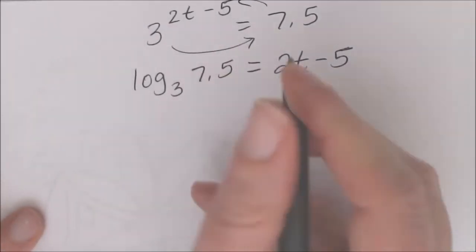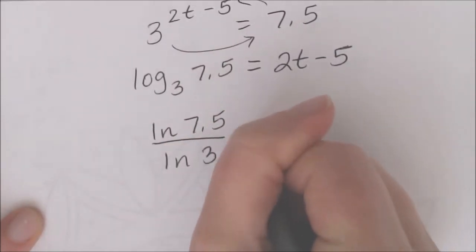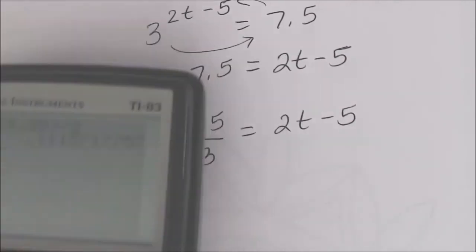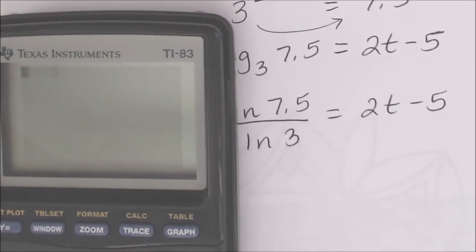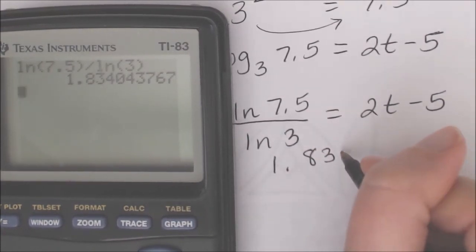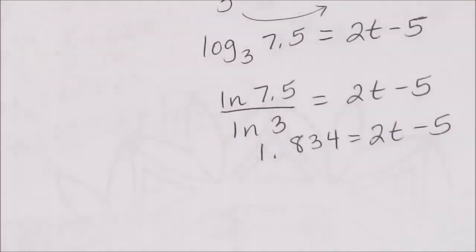So if you use natural logs, I'm going to have natural log of 7.5 divided by natural log of 3 equals 2t minus 5. Make sure you see what I did. This is just an application of the change of base formula. And so let's get a decimal for that from our calculator. I'm going to put in natural log of 7.5, close the parentheses, divided by the natural log of 3, close the parentheses, and I get a decimal on that left side of 1.834 equals 2t minus 5. And then we're going to solve it from there like a regular equation.